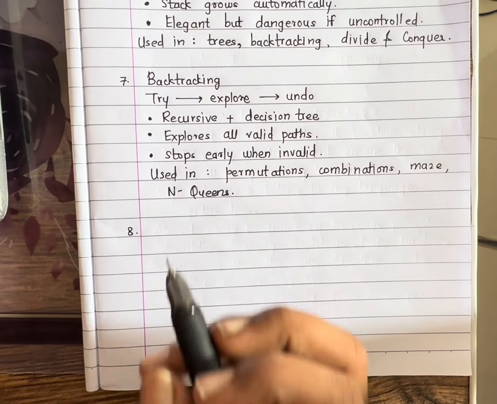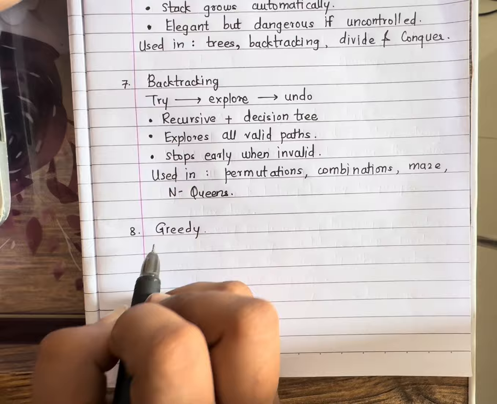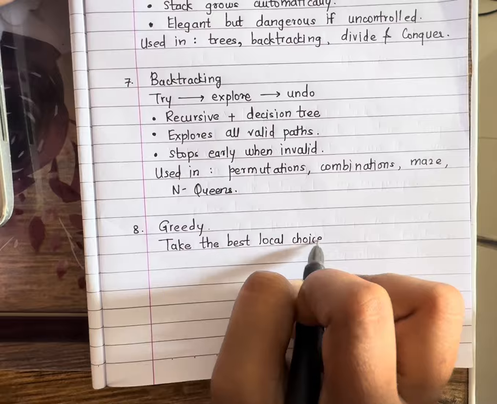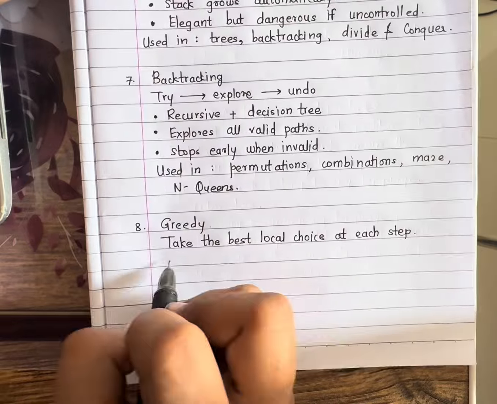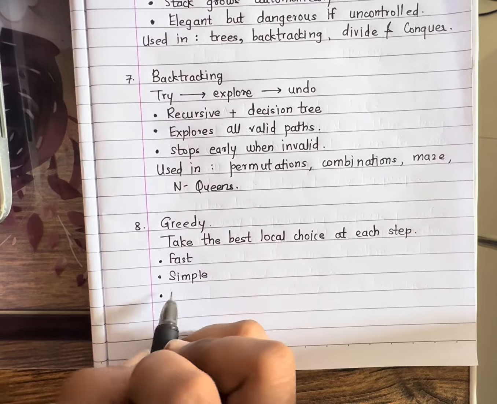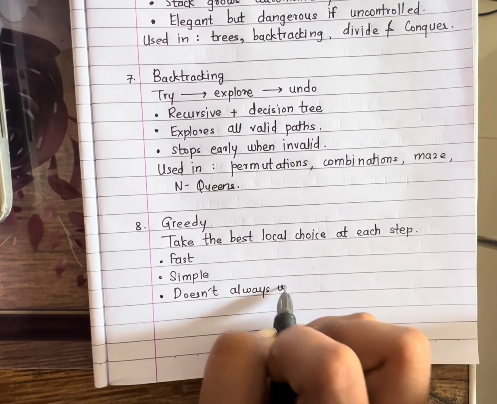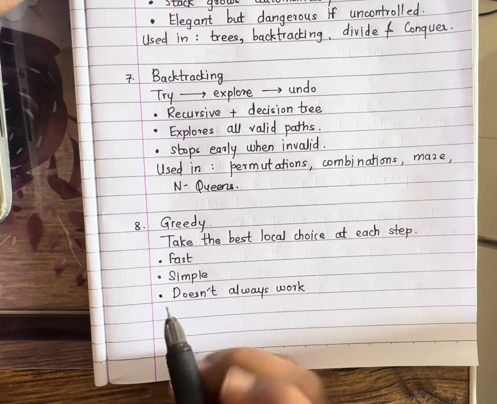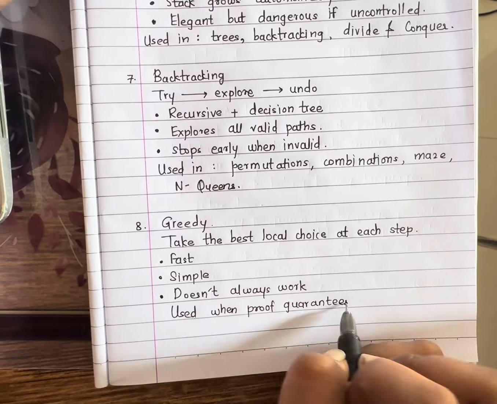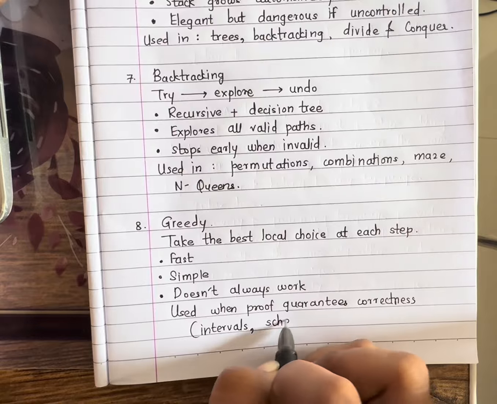The next approach that we are going to see is named greedy. So what happens here? It takes the best local choice at each step. It is fast and simple, but the one thing about it is that it doesn't always work. But it is used when proof guarantees correctness, for example for intervals and scheduling.